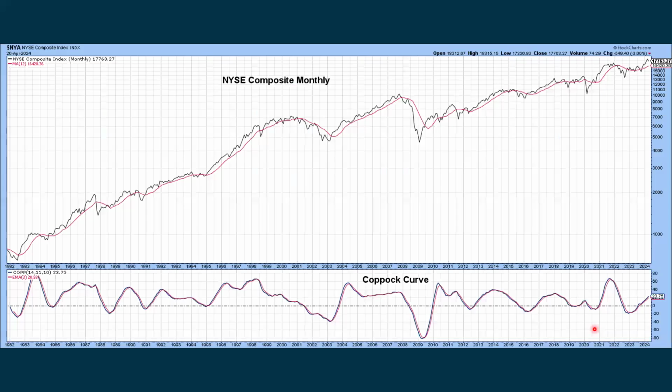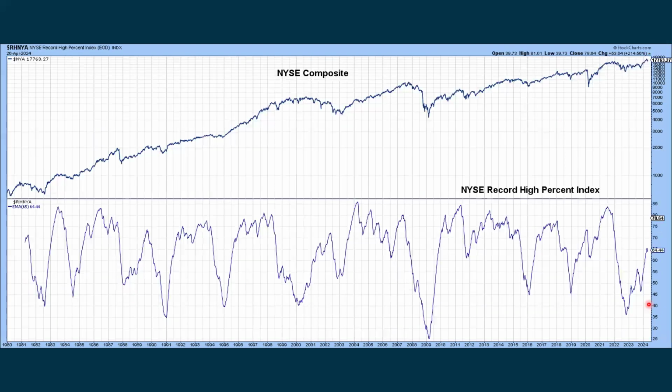We look at a monthly chart of the NYSE composite. Even though it's declining, it's still above the moving average, and the red line, which is the moving average, continues to go up. The Coppock curve, which is a momentum oscillator, is continuing to go up. Here's a daily chart of the NYSE, and then down below we have a different indicator. This is the NYSE record high percent index. When this is going up, that's more positive. Now with the recent weakness that we've seen, this has come down slightly.